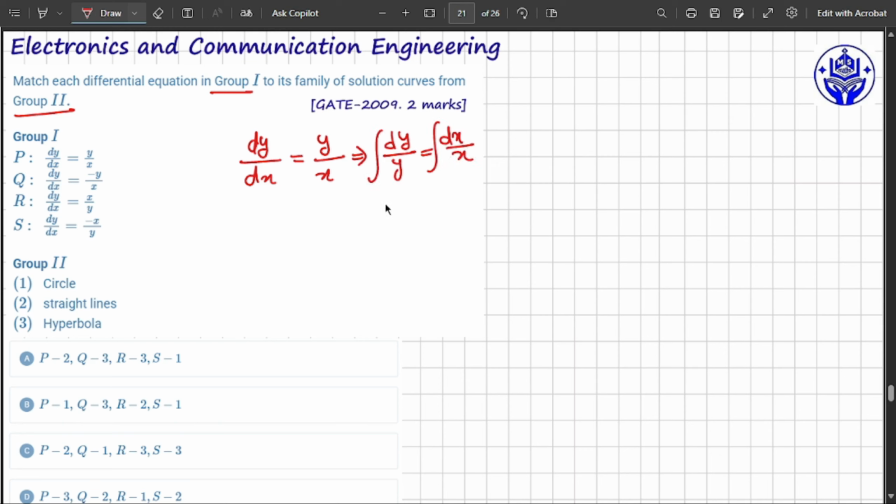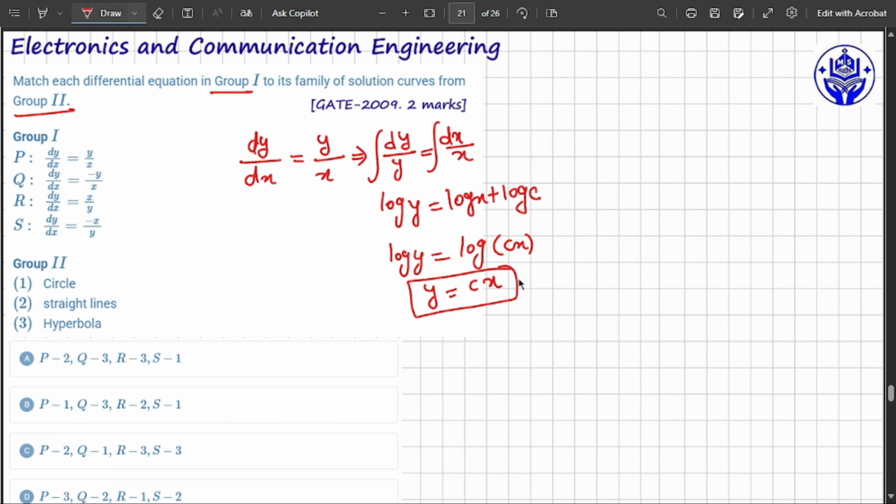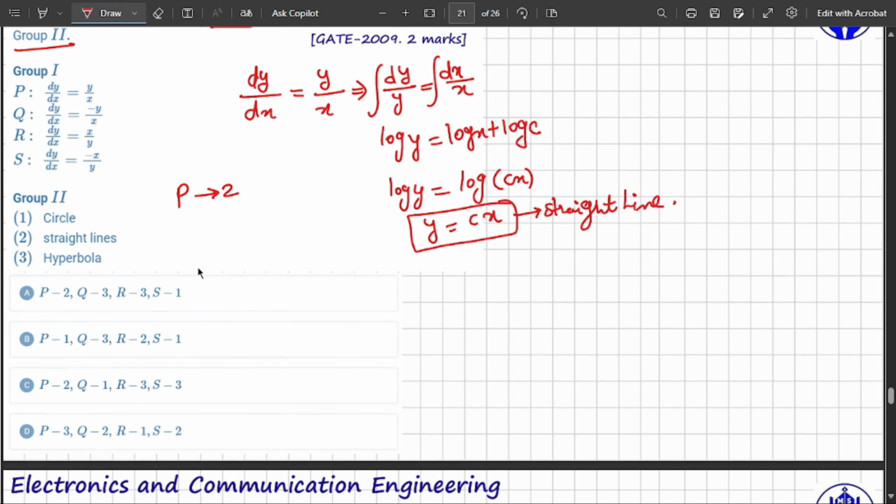If I integrate, this is log of y equals log of x plus log of c. So it is log of y equals log of c times x, then y equals cx. What is this? This is nothing but a straight line. So my p will go to 2. If p is going to 2, then this one will not be correct.